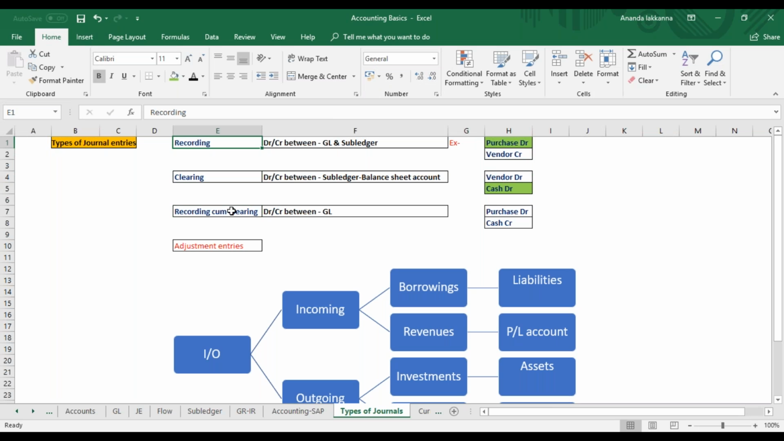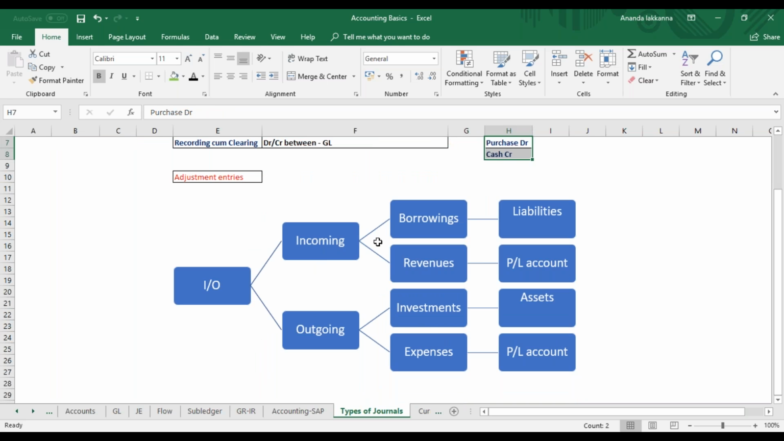Recording means first you record with whom you have done the transaction. Then you get a payment from sales, or you may make a payment for a purchase. But whenever you directly bring the cash, you don't want to mention with whom you bought this product or to whom you sold this product. Then you can enter entries like this: purchase to cash directly.